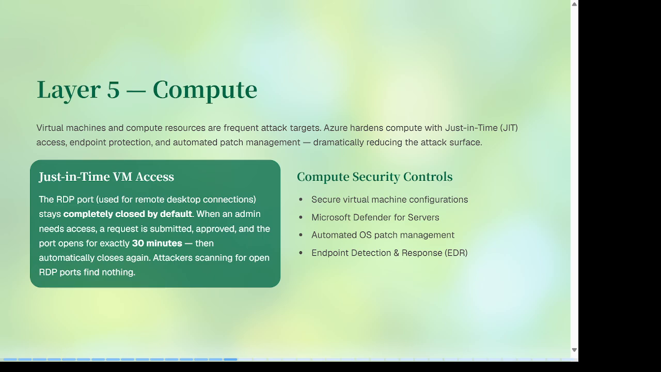Why is compute security important? Because virtual machines are one of the most common attack targets in the cloud, because they often run web applications, APIs, backend services, and databases. So if a VM is compromised, the attacker may gain access to critical workloads. That's why Azure applies multiple security controls at this layer.